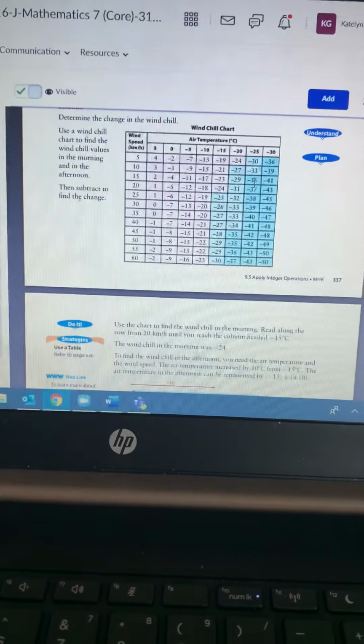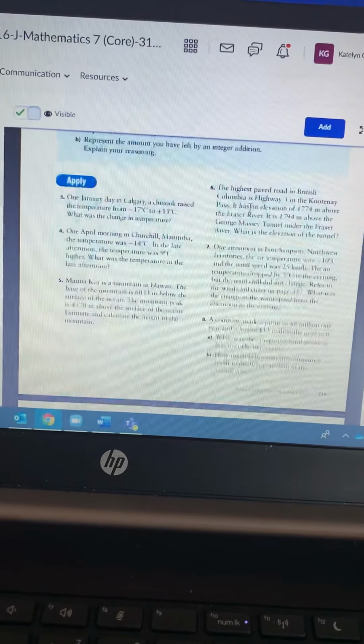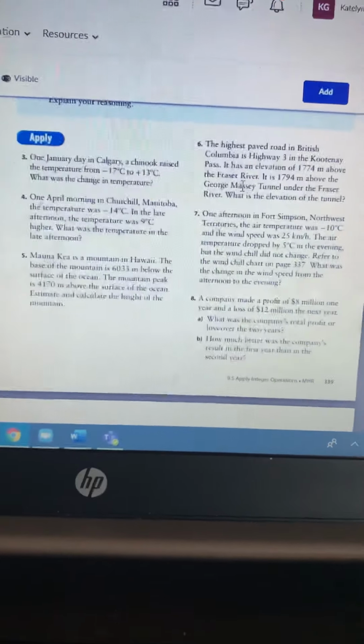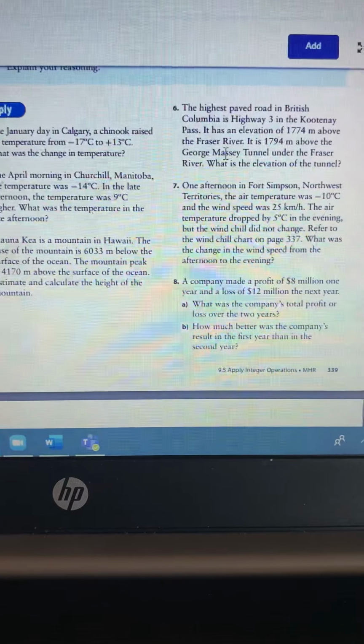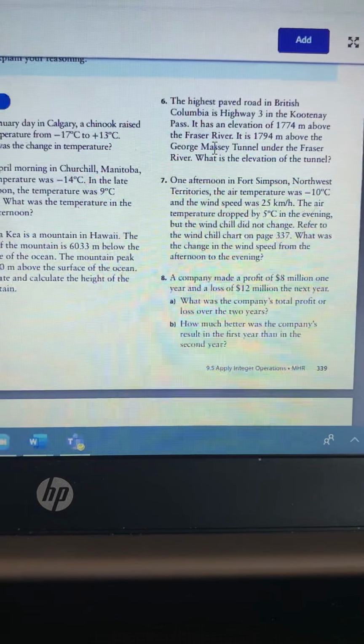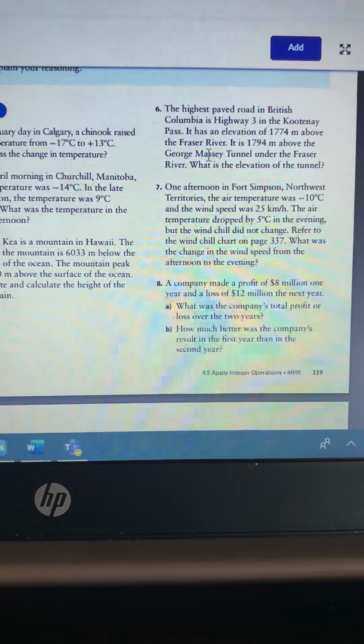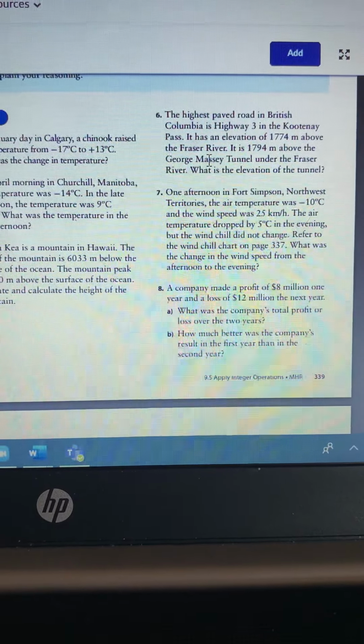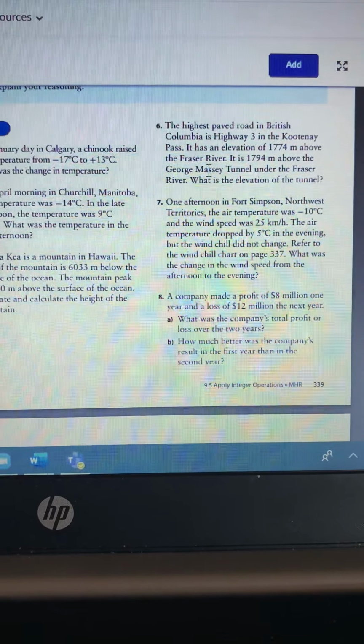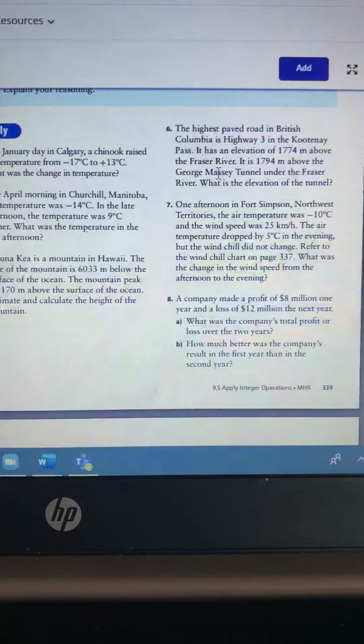Okay, so now we have our last question, which is question 8. A company made a profit of 8 million one year and a loss of 12 million the next year. What was the company's total profit or loss over the 2 years, and how much better was the company's result in the first year than in the second year?